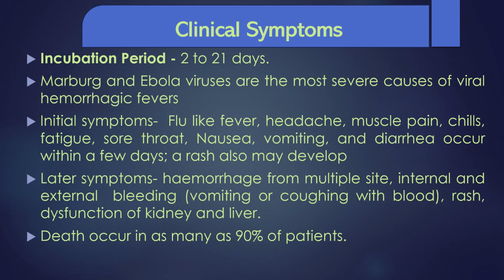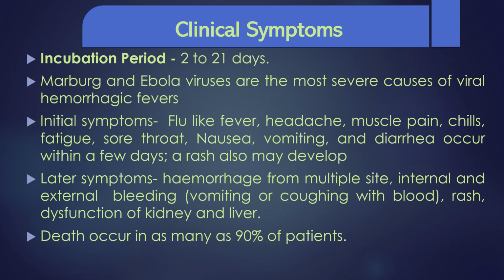Clinical symptoms. The incubation period is around 2 to 21 days. The Marburg and Ebola viruses are the most severe causes of viral hemorrhagic fevers compared to other kinds of hemorrhagic infections in humans. The initial symptoms found in an infected host are flu-like: fever, headache, muscle pain, chills, fatigue, sore throat, nausea, vomiting, and diarrhea within a few days. A rash may also develop.